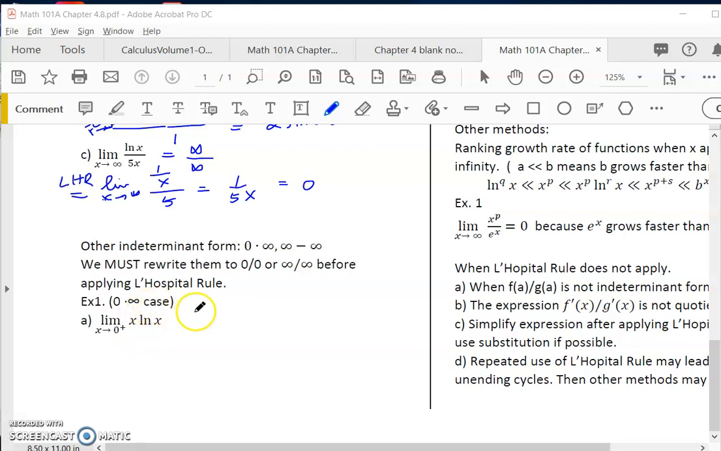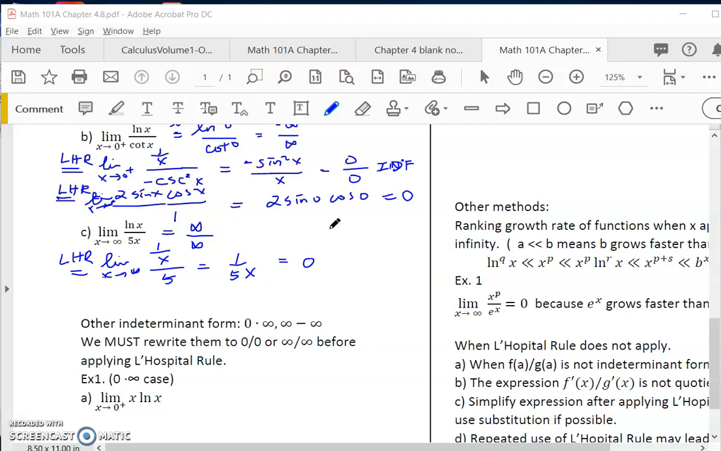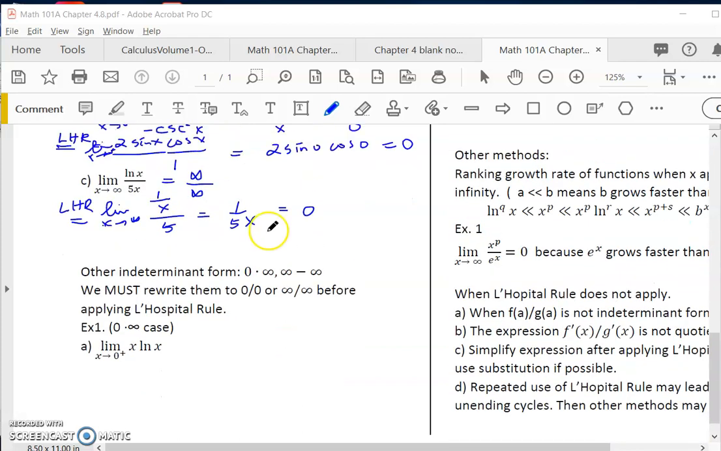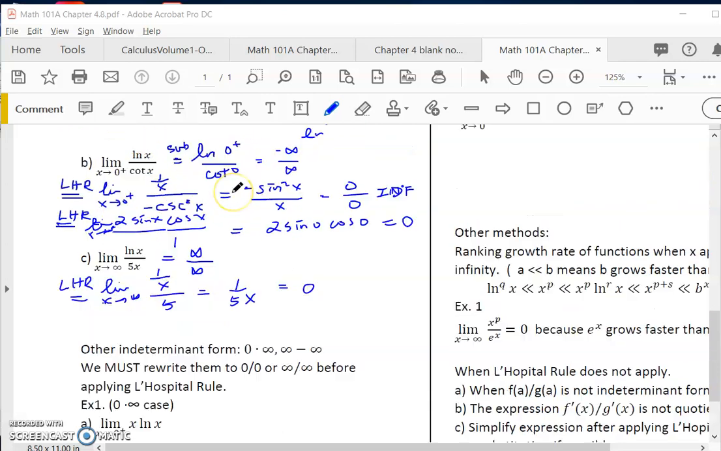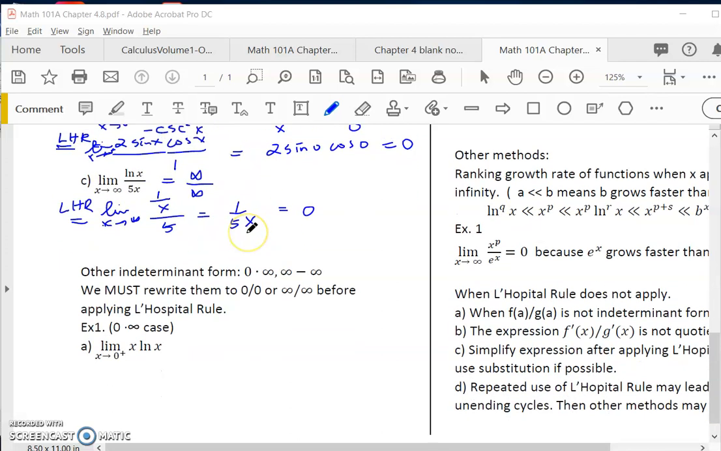Hi Calculus student, this video is for chapter 4.8 part 2, L'Hopital's rule for finding limits to infinity or limit as x approaches a. In the last video, part 1, we talked about how if the ratio of two functions ends up in infinity over infinity or 0 over 0, we would just take the derivative of the top and bottom and the limit would be the same.